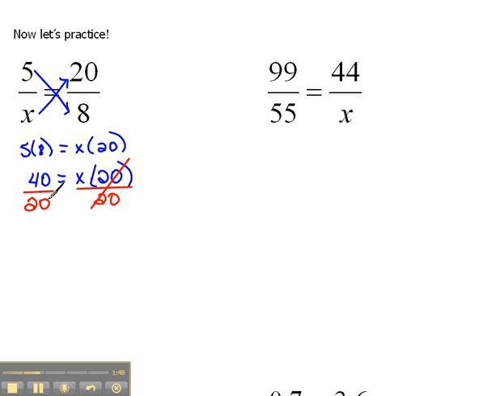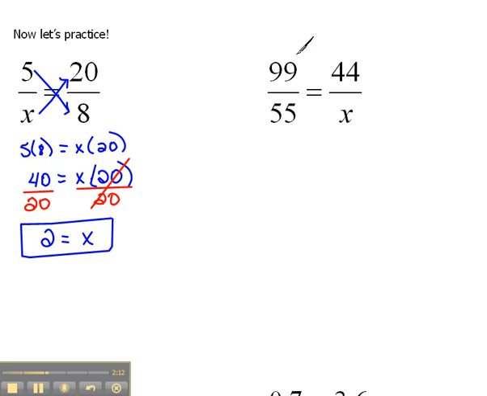Also, just looking at it from add, subtract, multiply, and divide, instead of saying something times 20 is 40, we can say 40 divided by 20 is something. So 40 divided by 20 would be 2. So we end up with the exact answer that we knew it was going to be.